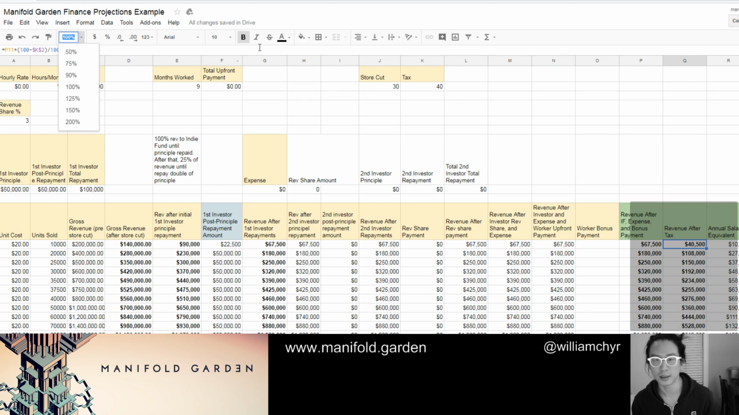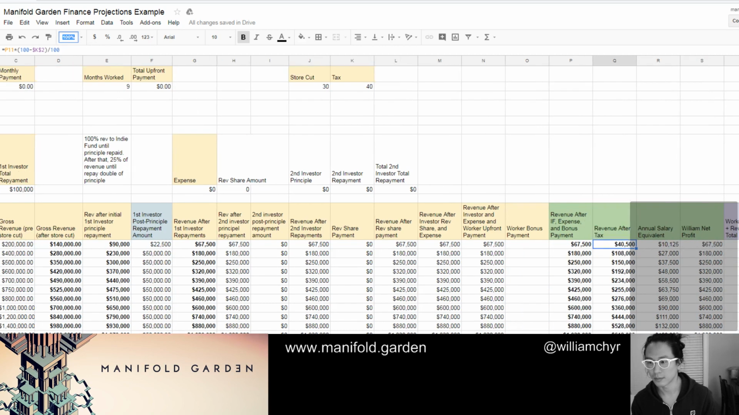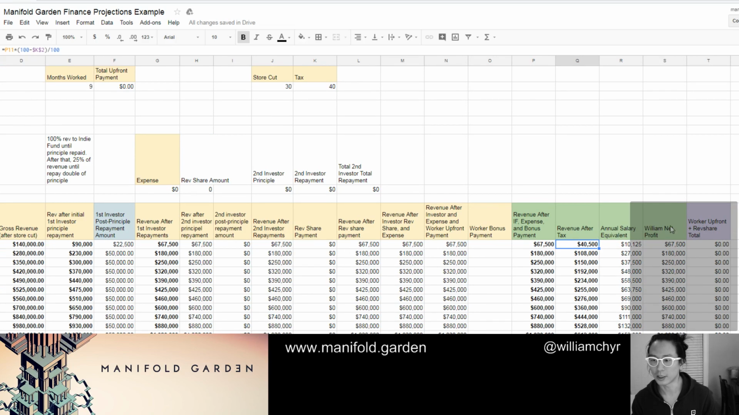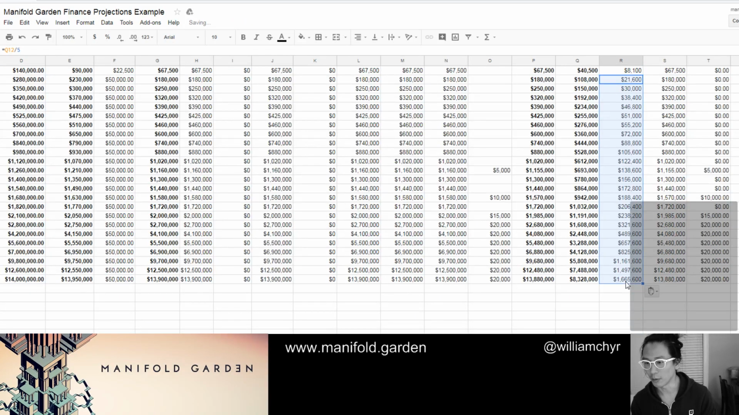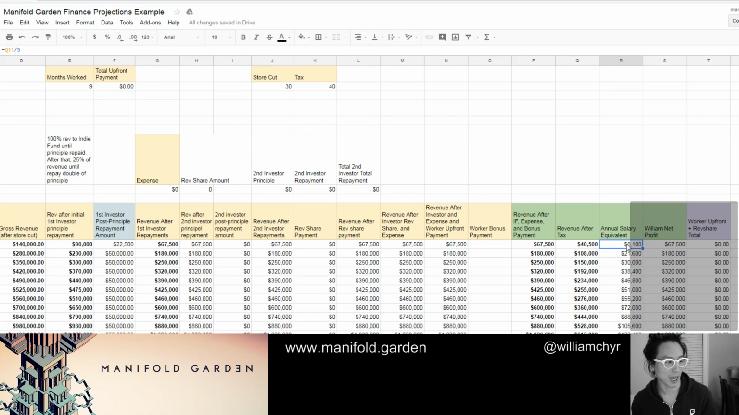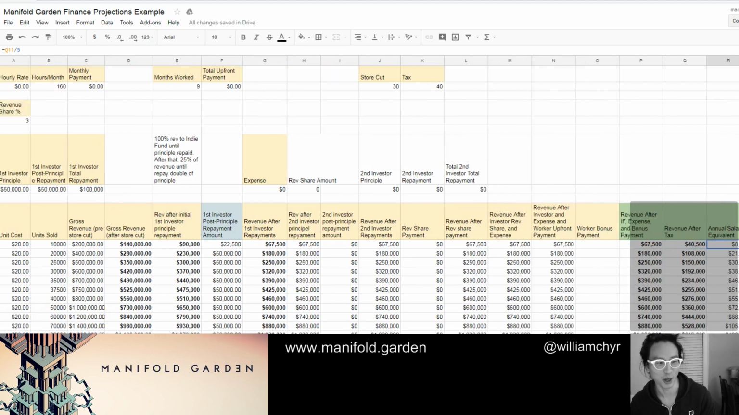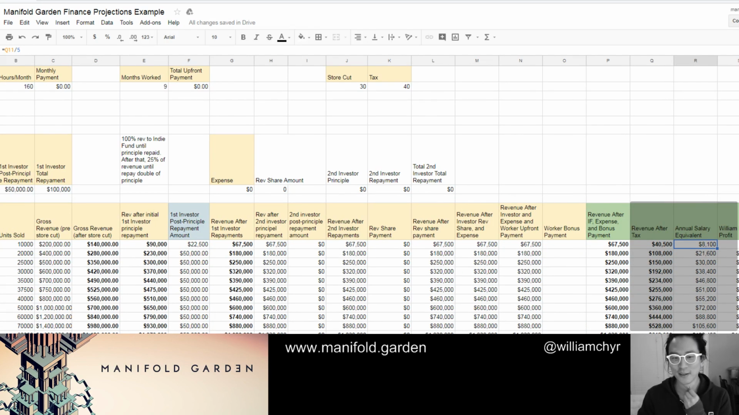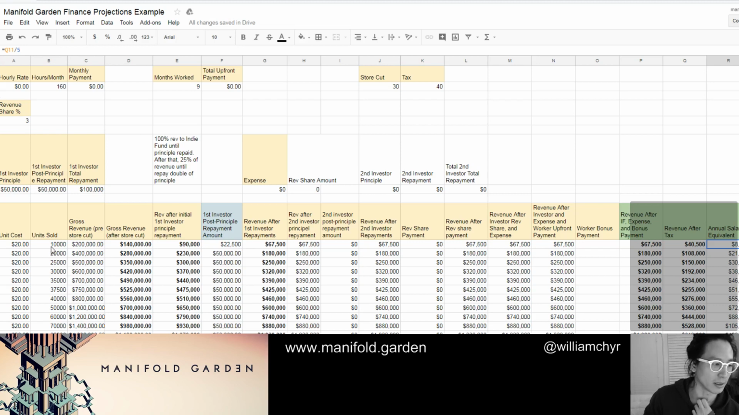I don't know if you guys can see this. Ignore the net profit because that doesn't make any sense. I get 40,500. Actually, these two columns don't make any sense, so ignore those. But I get 40,500, and we divide it by 5 now. That leaves me with an annual salary of $8,100, which obviously sucks. So if I sell 10,000, that's not great, right?